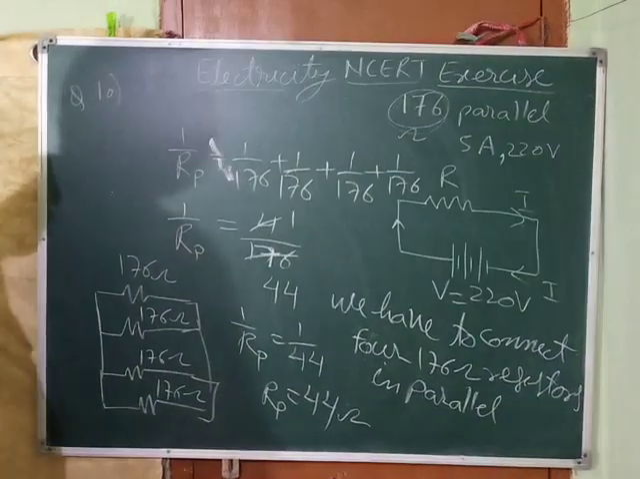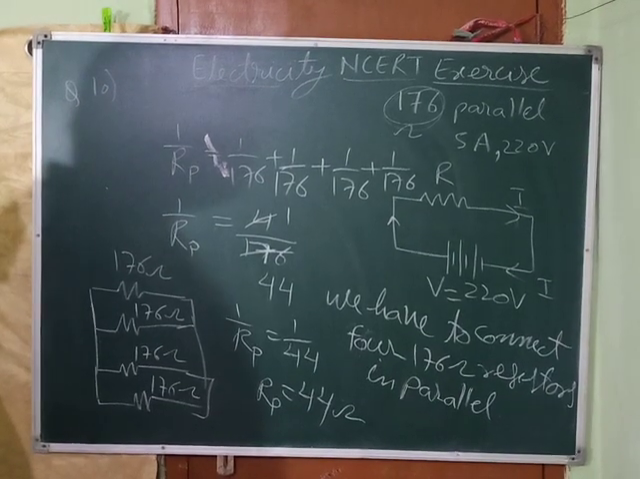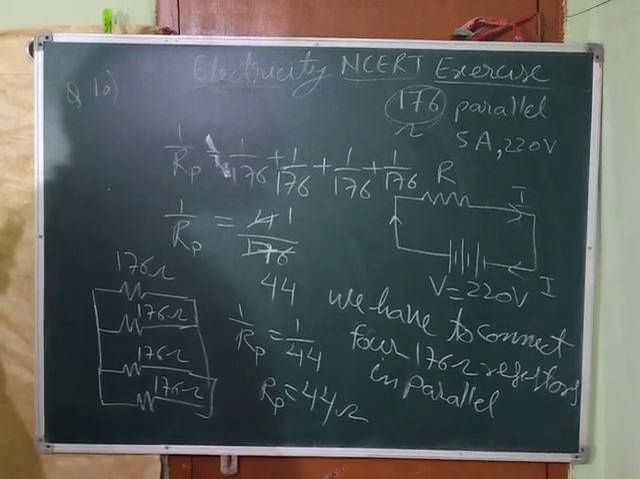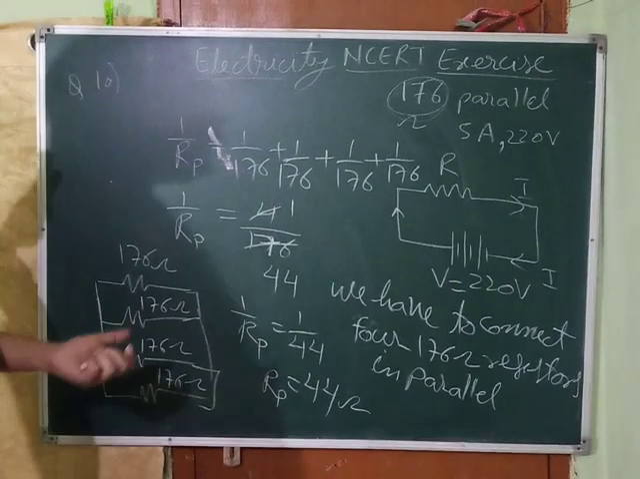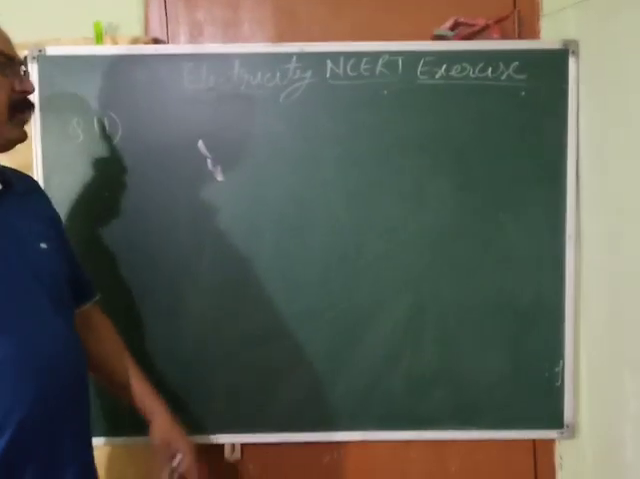Okay, we have to connect 4 176 ohm resistors in parallel. So in this way we can get it. Okay. Now question number 11.